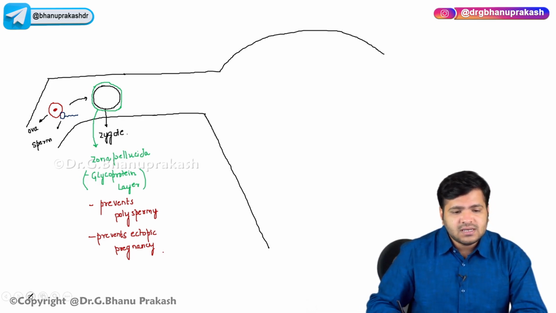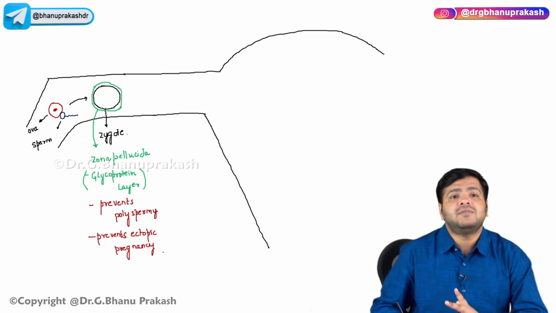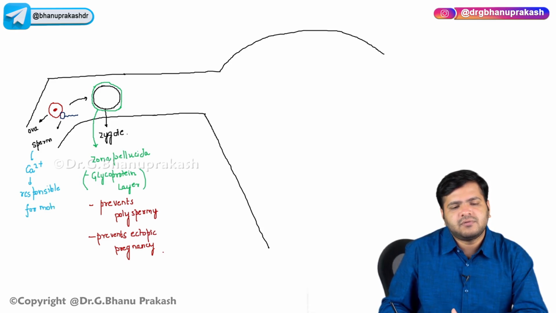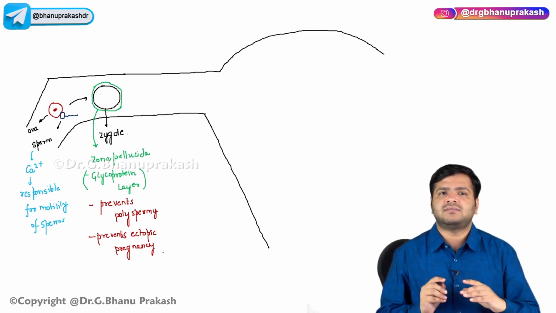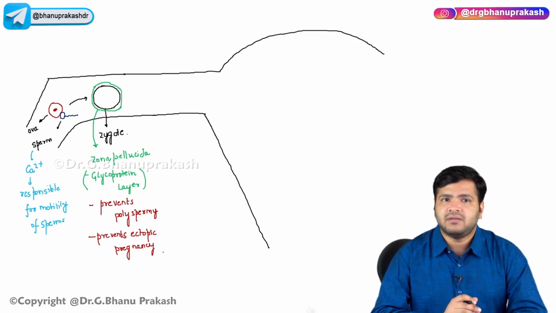One more thing I want to mention over here: the ion responsible for the motility of sperm is the calcium ion, right? Calcium ion is responsible for motility of sperms. So till now I hope the picture is clear. The ovum and the sperm meet and the zygote is formed.